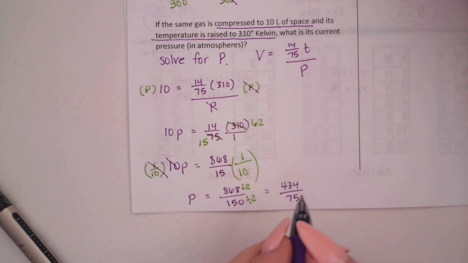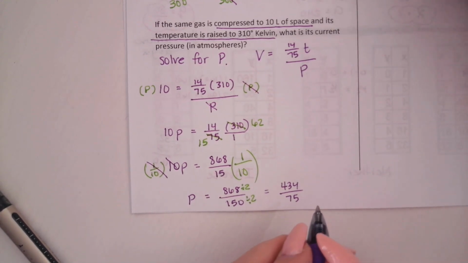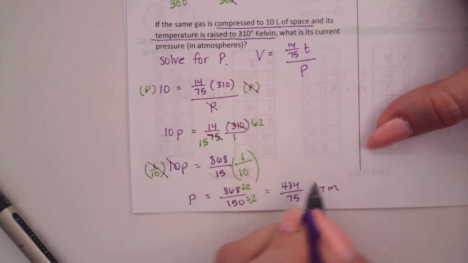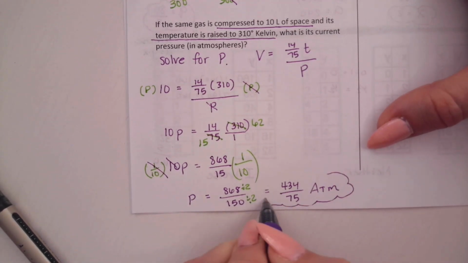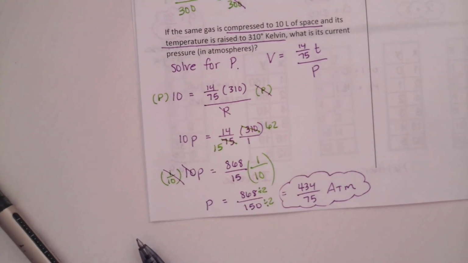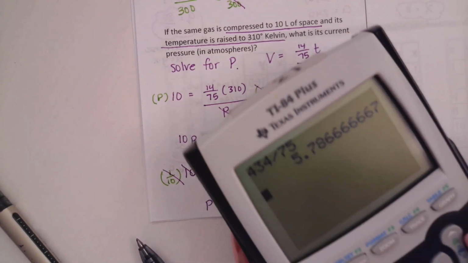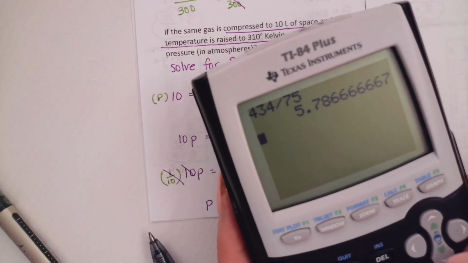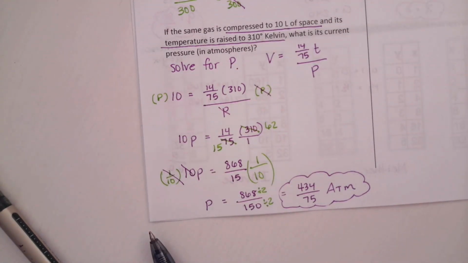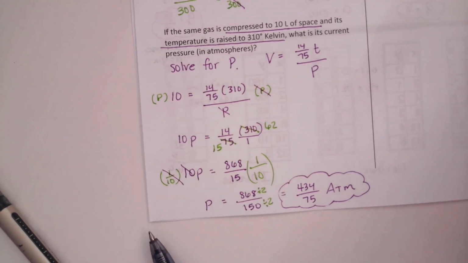All right, how should we label it? Atmospheres. They told us. Yeah, atmospheres. ATM. Atmospheres. What is that as a decimal? Just out of curiosity. 434 over 75, 5.786 repeating atmospheres. I don't know what that means as a non-chemistry person. I don't know if that's a good or a bad thing.